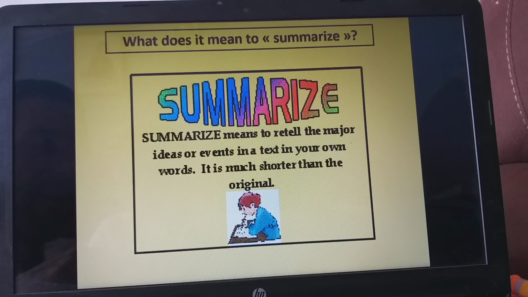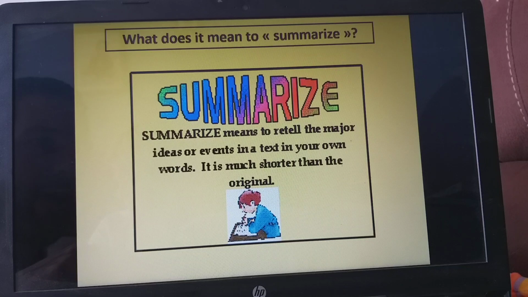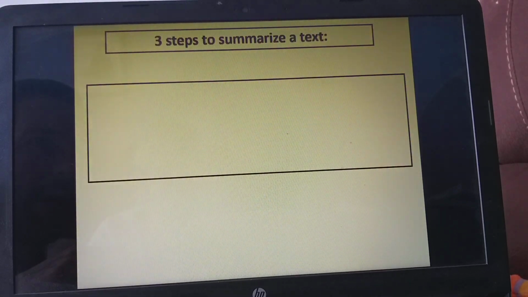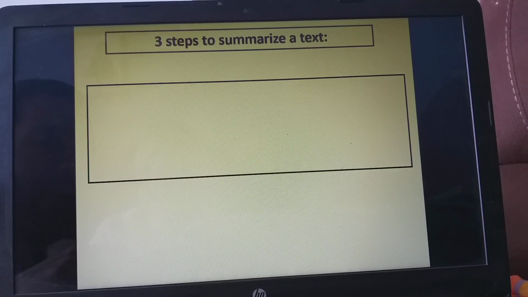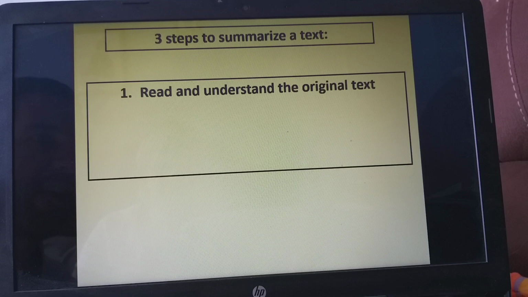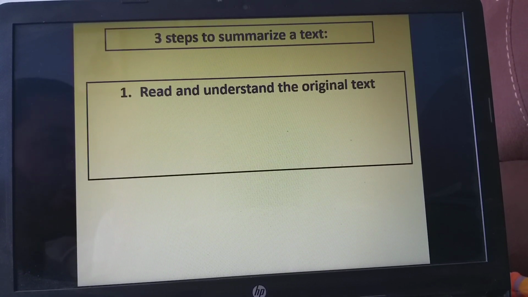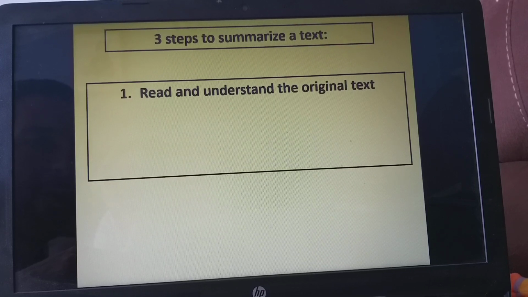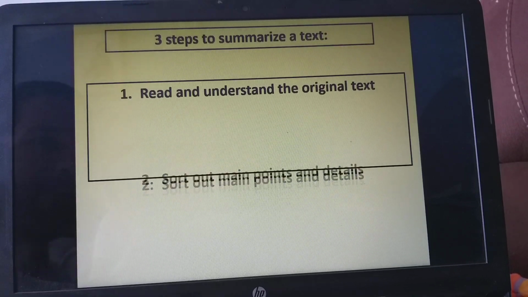Okay? And as I said to you up above, it's actually really pretty simple. It's as easy as 1, 2, 3. So, 3 steps to summarize a text. The first one, quite obviously, read and understand the original text. You've got to make sure that you read it very carefully and that you actually understand what you're reading. All right, once you've done that, you go on to step 2.